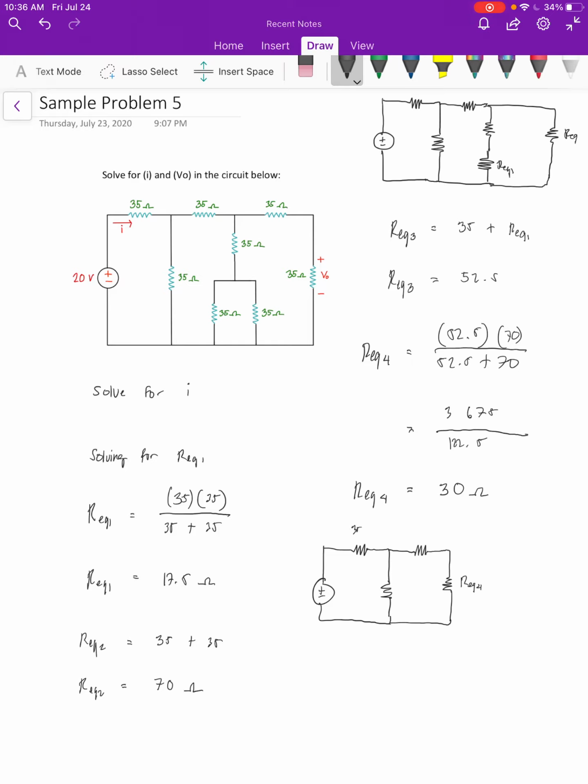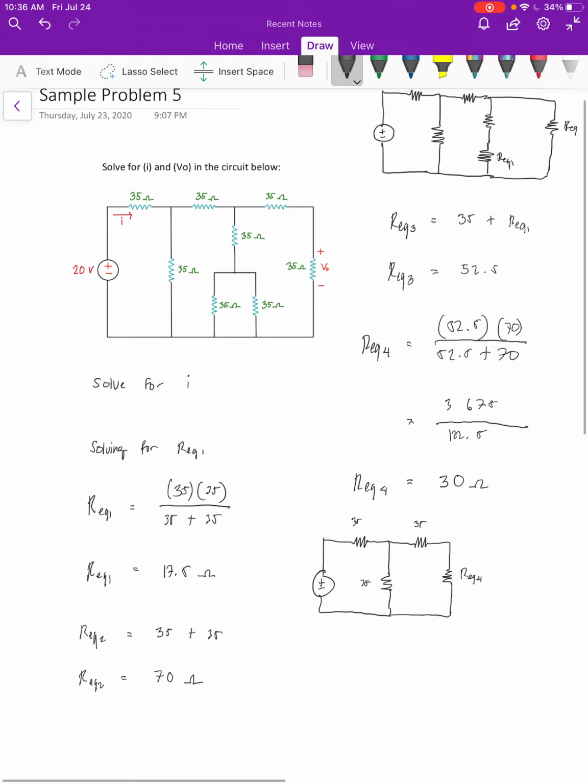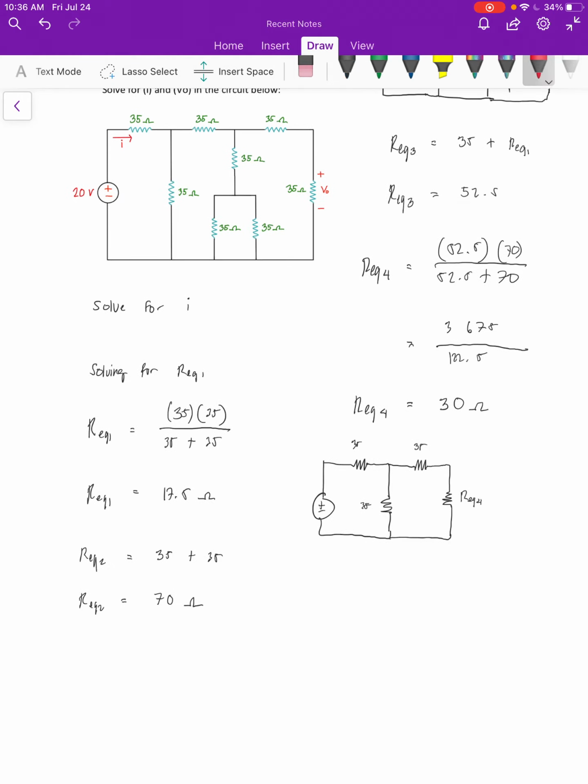Take note that these are all 35, 35, and 35. What we can obviously do next is to add this resistor network, and we call that our REQ5. So REQ5 is simply equal to 35 plus REQ4, which is 30, and as simple as that, REQ5 is equal to 65 ohms. So yeah, that's it, 65 ohms.